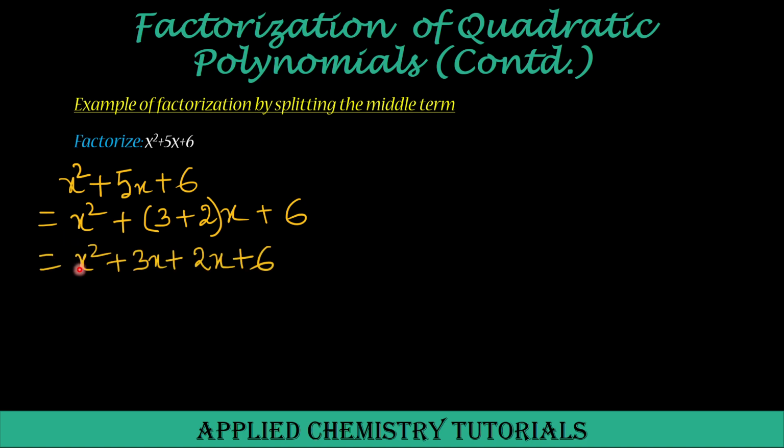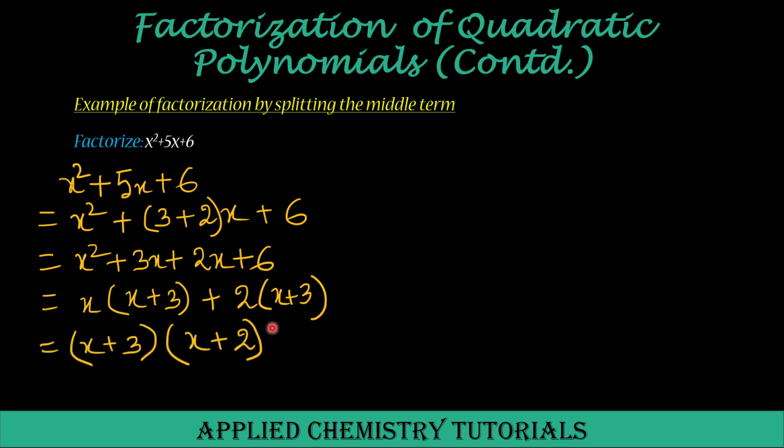So it can be rewritten as x squared plus 3x plus 2x plus 6. Now from the first two terms we can take x as the common factor, so we have x multiplied by (x plus 3), and from the third and fourth terms if we take 2 as the common factor, we will have (x plus 3) as well. So the factorized form is (x plus 3), taken as the common factor from both of these terms, multiplied by (x plus 2).